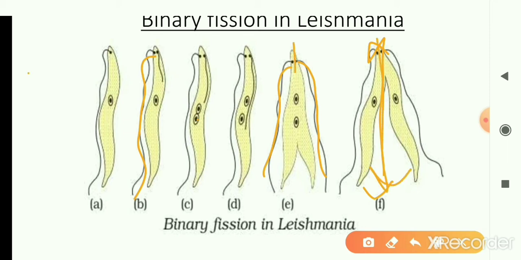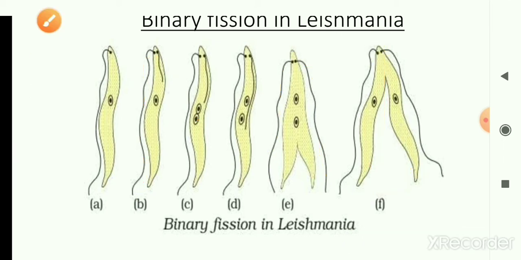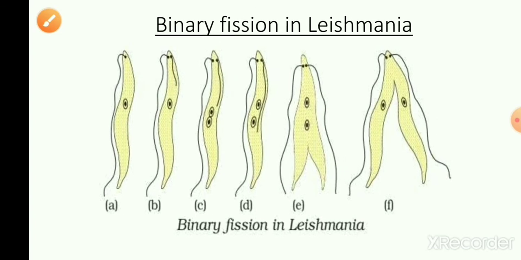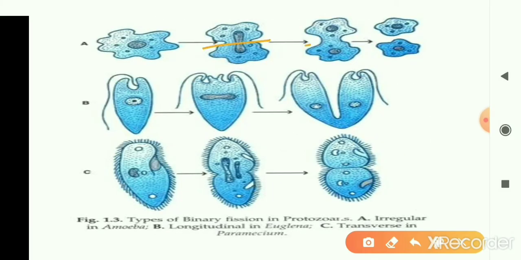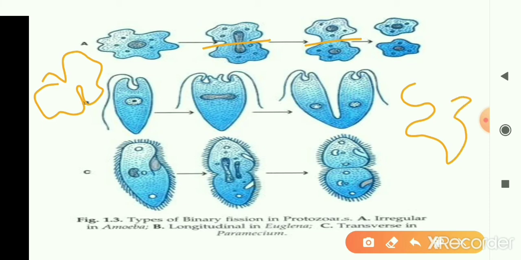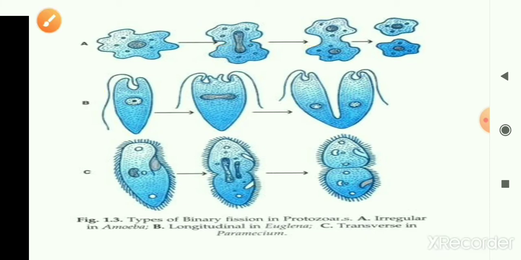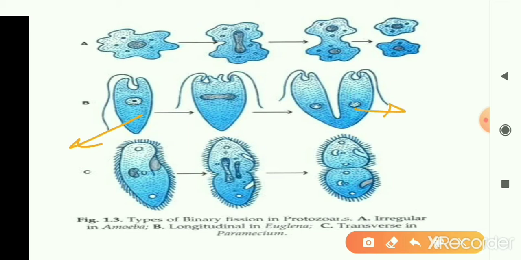Whereas in case of amoeba, as I said, fission can be in any plane, because amoeba is not having any organized shape. Okay, so here you find in amoeba it can be in any plane. One plane is shown, but then the fission can be in this plane also. It can be this way, that is transversely, so it can be in any plane. But in case of Leishmania, in case of euglena, you find fission is longitudinal, and in this diagram you find in case of paramecium, fission is occurring transversely.